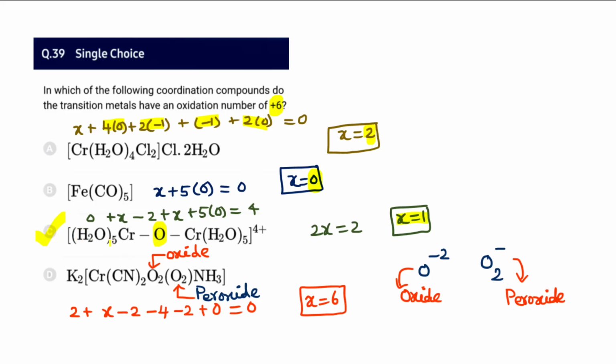When you go from here, 5 water molecules it is 0, for chromium X, for oxygen -2, and another chromium X, and for 5 water molecules again 0. So then it is equal to 4, 2x equals 2, x equals 1. And in option D, potassium 2 are there, so 2 plus chromium is X, cyanide is minus, and one is existing in the form of oxide, the other one is existing in the form of peroxide, therefore it is resulting in 6. So therefore the correct answer is D, and the remaining all are wrong. A, B, C is not matching our needs.